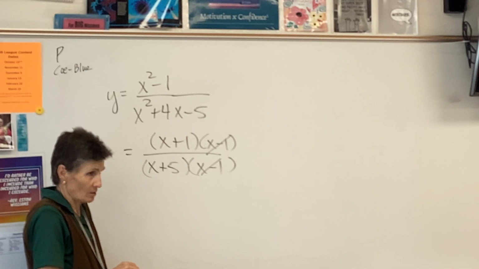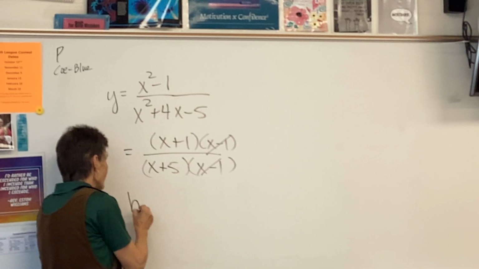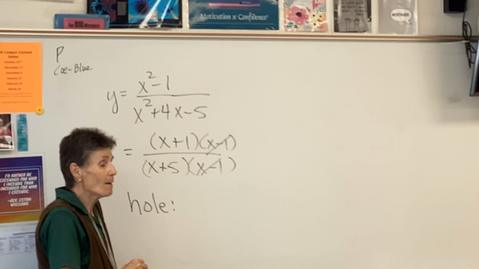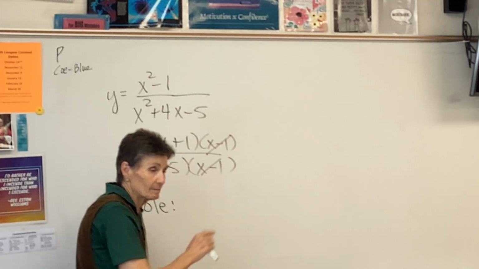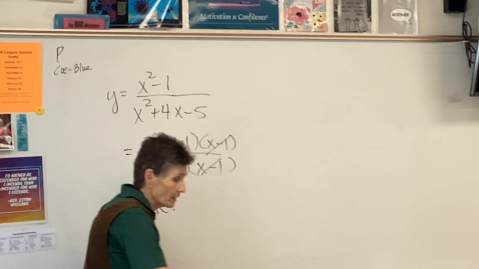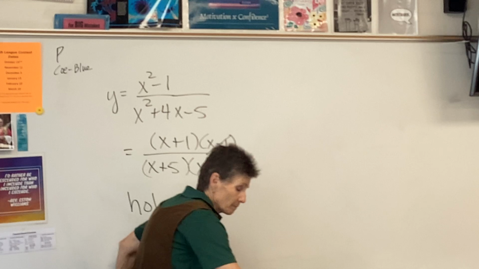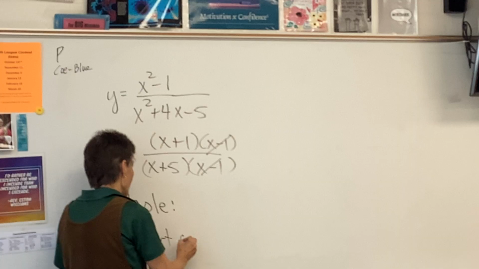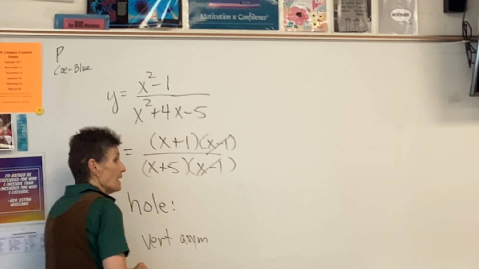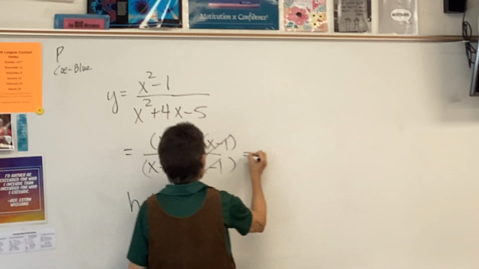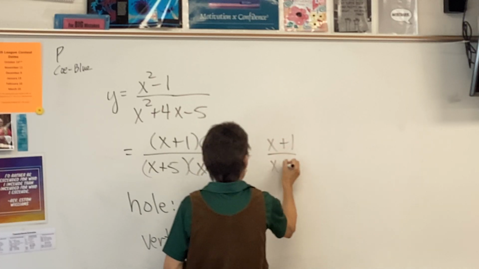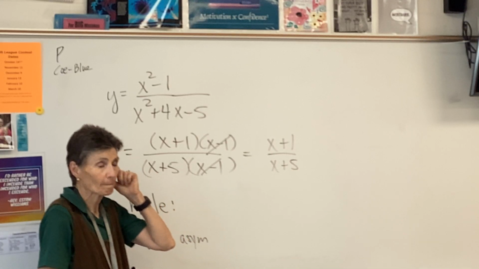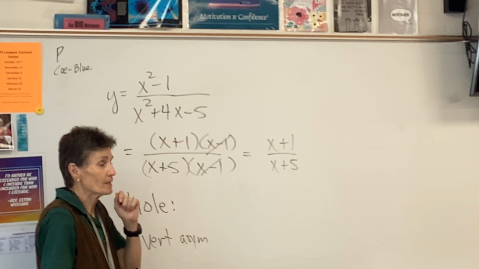When you cancel, you're going to have a hole in your problem. Now remember, we're working toward graphing. We're going to have a hole along with our vertical asymptote. Now let's do that first. Your problem now looks like this. Because you canceled, that is now your problem. Would you agree?